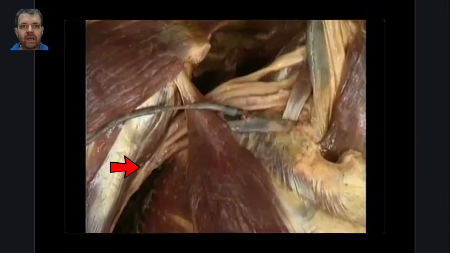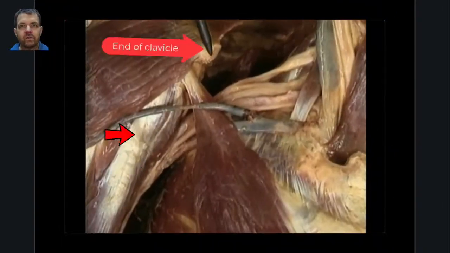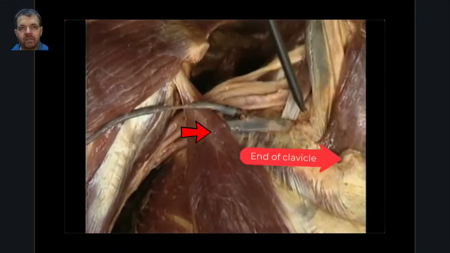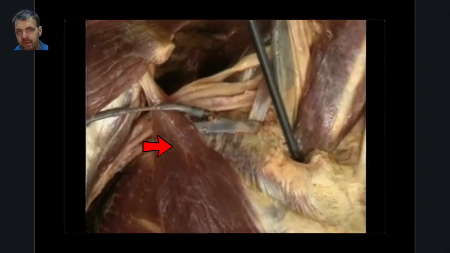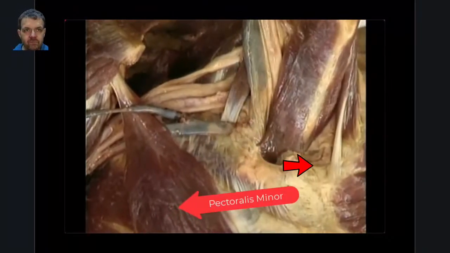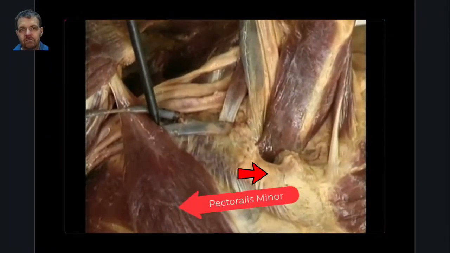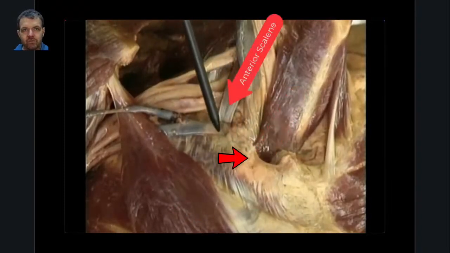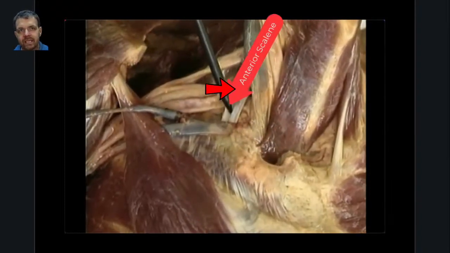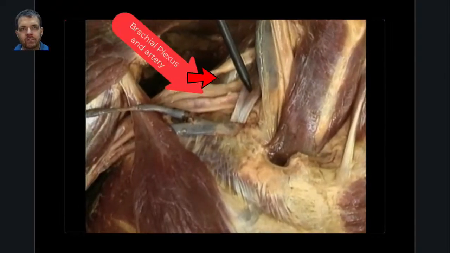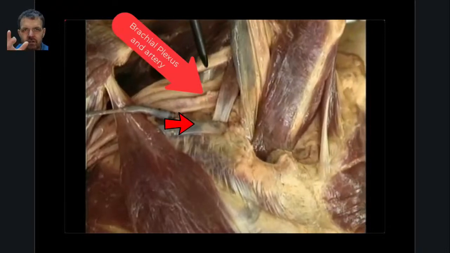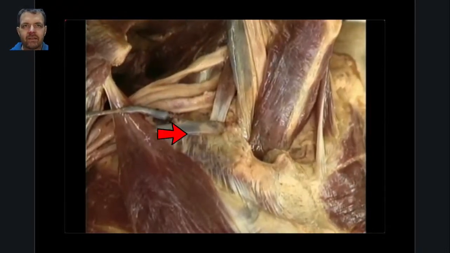Cool. Let me just play that through again. So cephalic, and then subclavian. One going over the top of pec minor, one underneath. Opening for the top of the thorax. Brachial plexus, first rib, anterior scalene just there. There's all your brachial plexus and the artery. So it's all so tightly packed together.